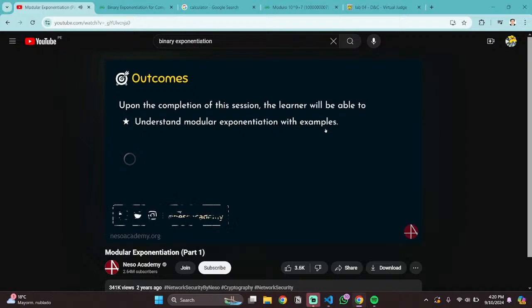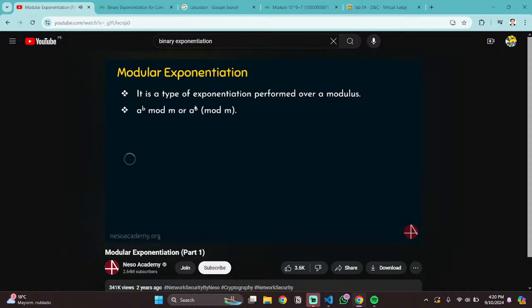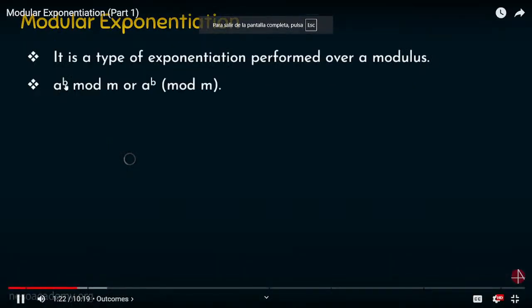Let's directly dive into how a power b mod m is formed. Mod m is not for b, it's for a power b. For the whole term we have mod m, and that's why in order to avoid confusion we use brackets. So whenever it is a power b mod m, it means this mod m is for a power b only, not simply for b, it's for a power b.